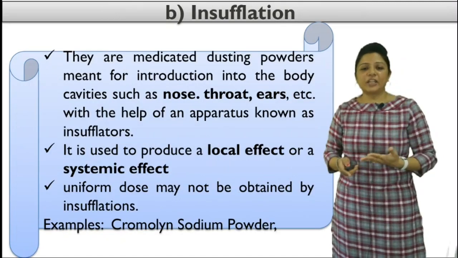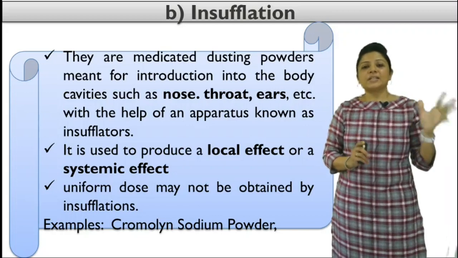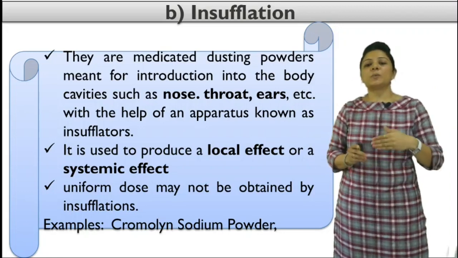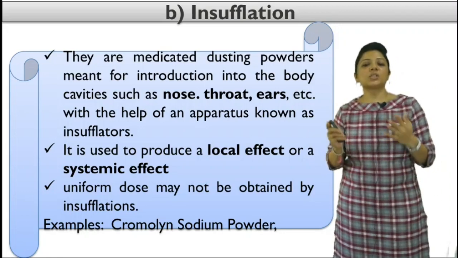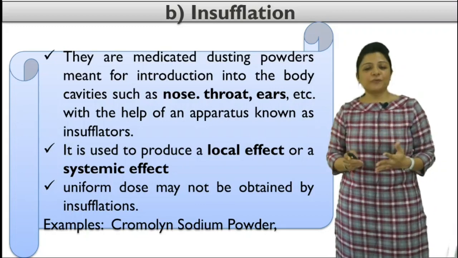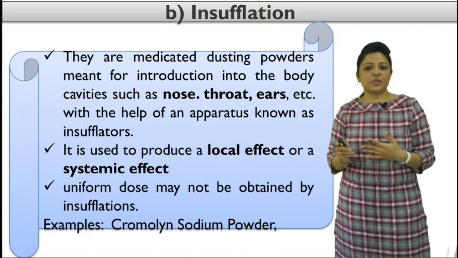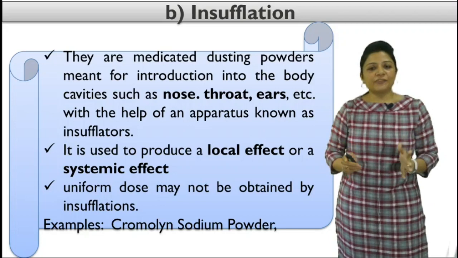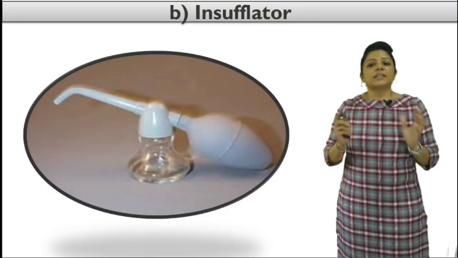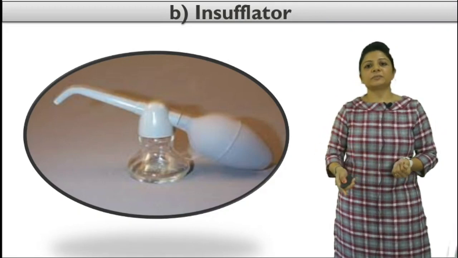Then insufflation. Insufflation is an extension of dusting powder. But dusting powders are sprinkled externally, whereas insufflation is inserted into different body cavities like the nose, throat or ear. You will require a special device, that is an insufflator, to insert the insufflation at the site of administration. So you can get a local effect or systemic effect by using insufflation. This is the insufflator with the help of which you can insert the insufflation.